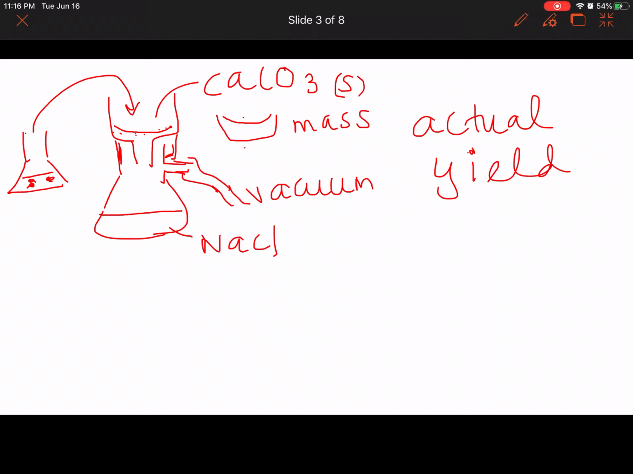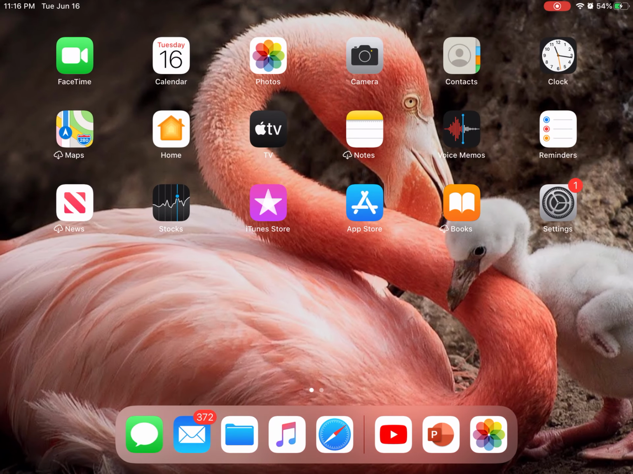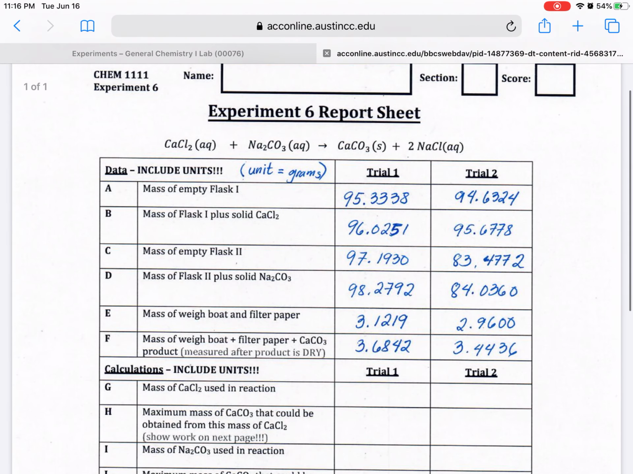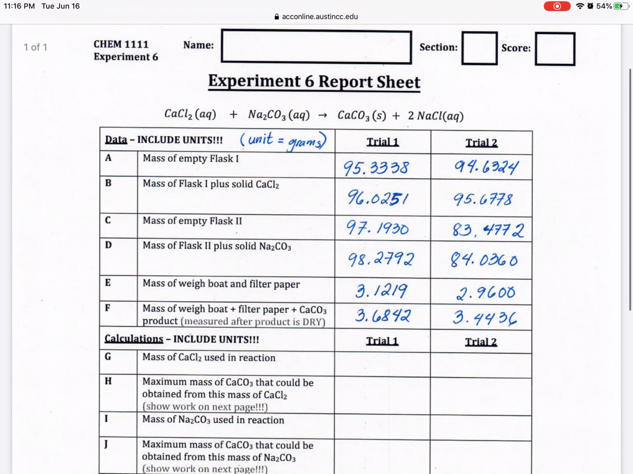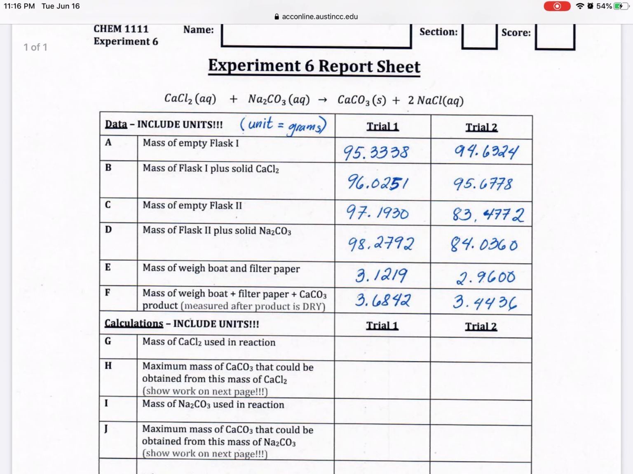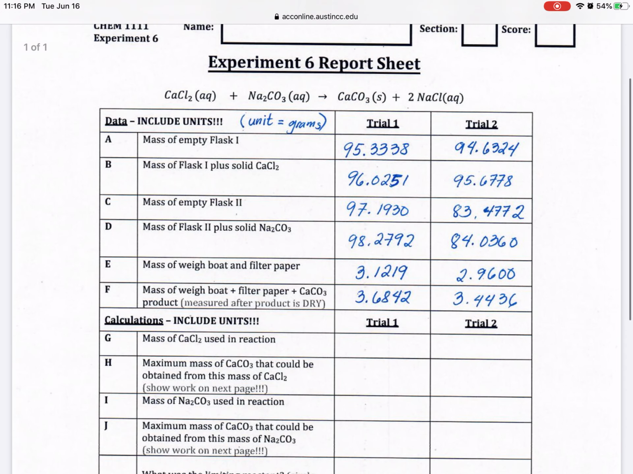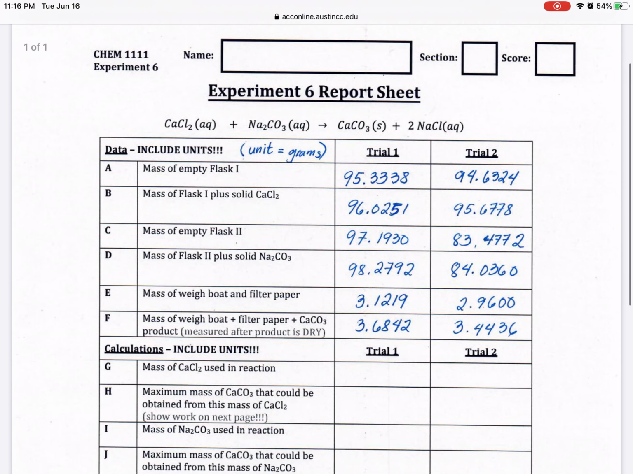Okay, so let's see our data. Your data would look something like this. This is the Experiment 6 report sheet that you're going to be using in order to do your calculations, which is already posted on Blackboard. Here we have the mass of the empty flasks. You can see A is the mass of the empty flask.